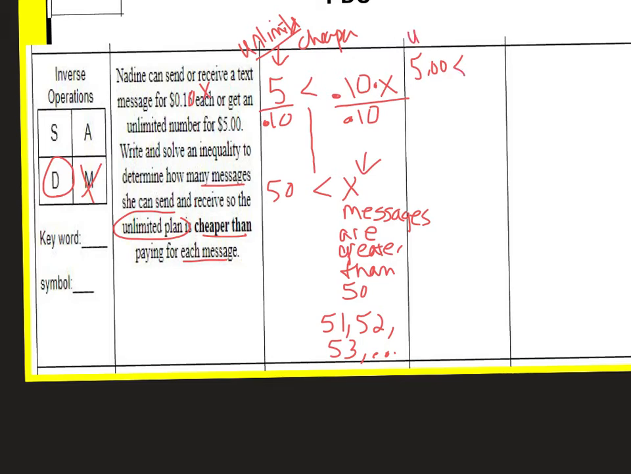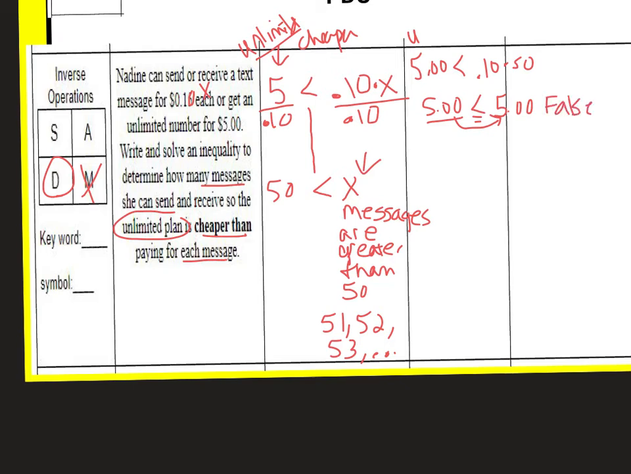What if I use 50 messages? I'm going to go with that, right? If I take 10 cents and multiply it by 50 text messages, I apologize again. Okay? So I'm taking 10 cents and multiplying that by 50 messages. Well, that's going to give me $5 exactly. What does that say about the unlimited? That says that the unlimited is equal to that. So 50 messages makes this a false inequality.